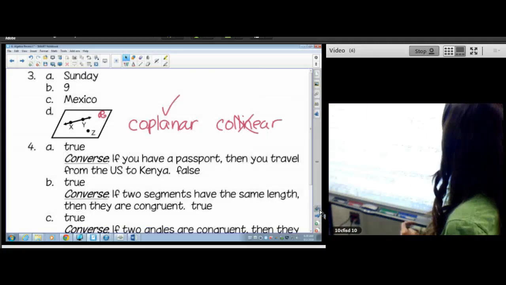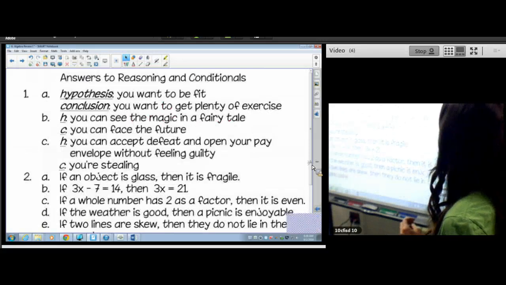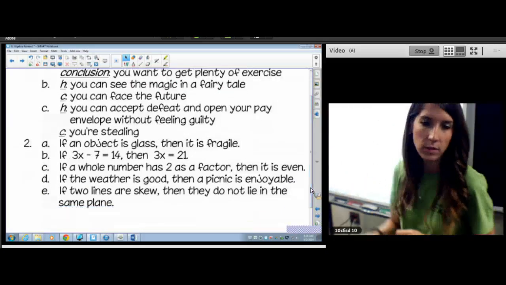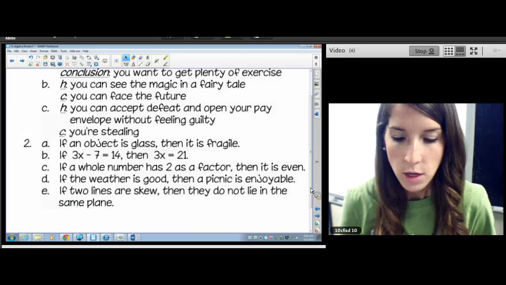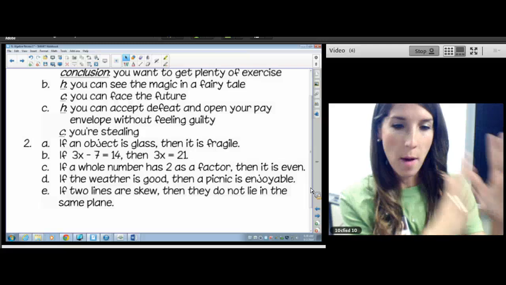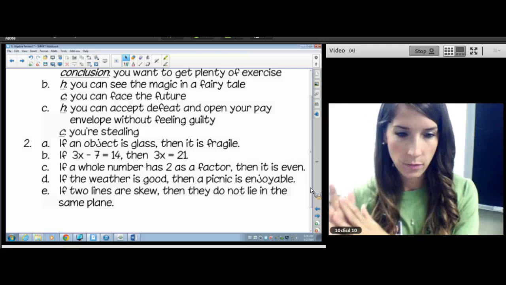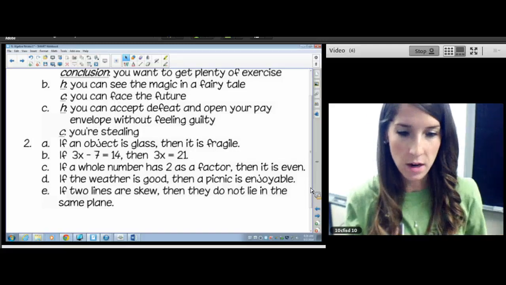See what the exact words are. If it is glass, then it is fragile. Okay? So it's just putting an if and a then. You're taking a normal sentence and you're making a conditional with a hypothesis and a conclusion. What else can I go over? You got to ask me questions so I talk about it.